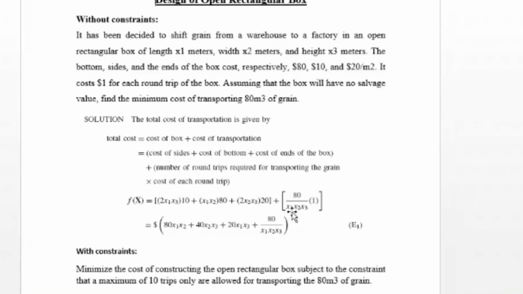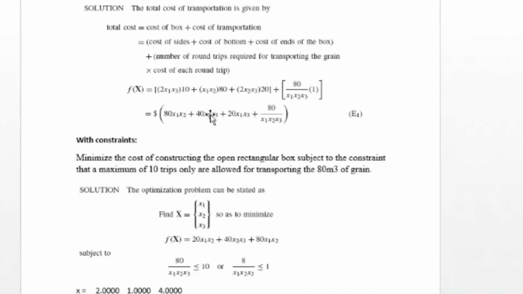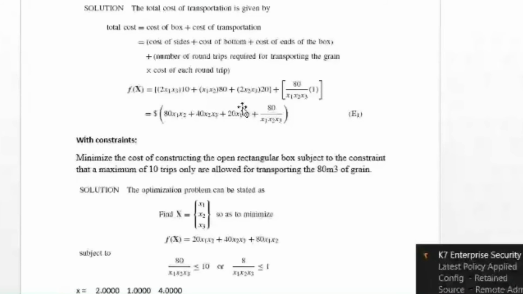The volume of the box is length, width, height: x1, x2, x3. So the number of trips is the total volume of the grain divided by the volume of the box. That way we can find the total number of trips, and then with the per trip cost, we can find the total cost for all trips. In such a way the cost expression is developed. Here there are no constraints, so this problem is said to be an unconstrained optimization problem.